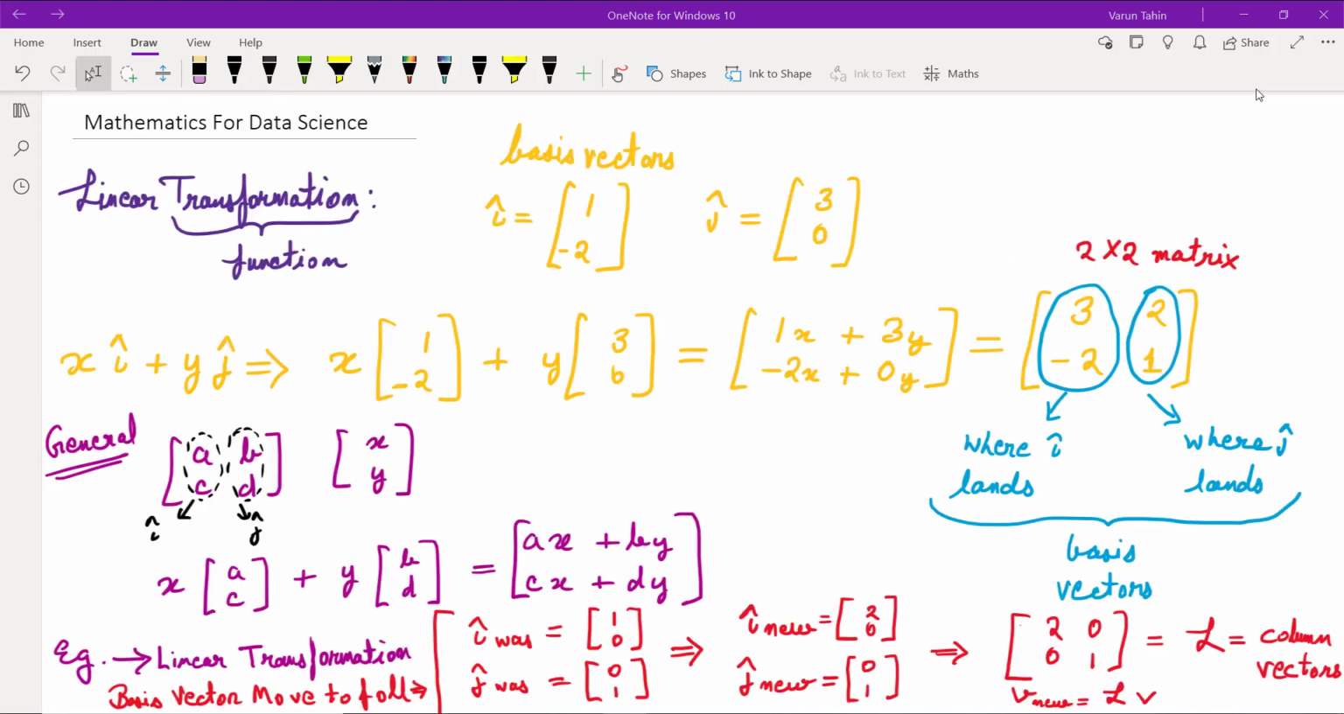Now let us understand what linear transformation means. Transformation by definition is a way to move around the space such that the grid lines remain parallel and evenly spaced and the origin remains fixed.